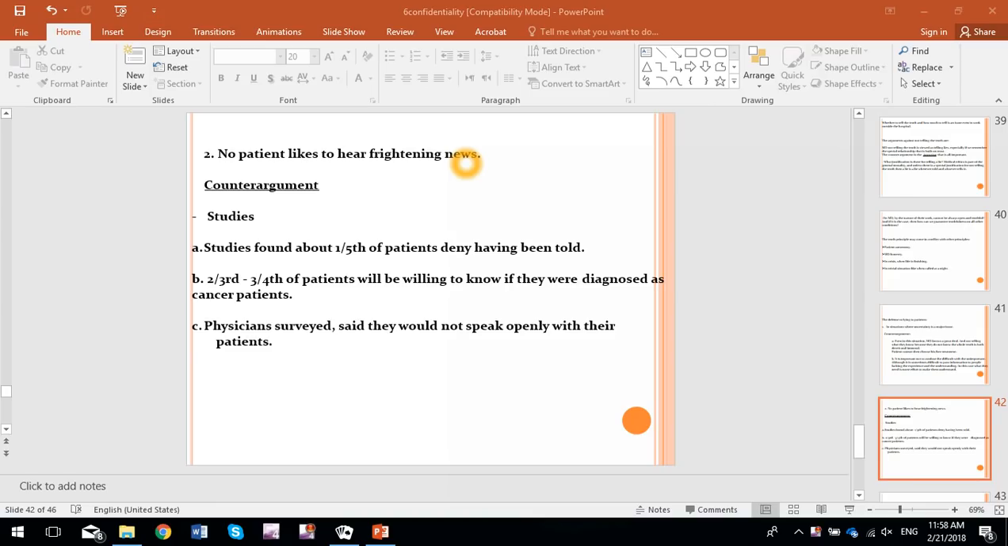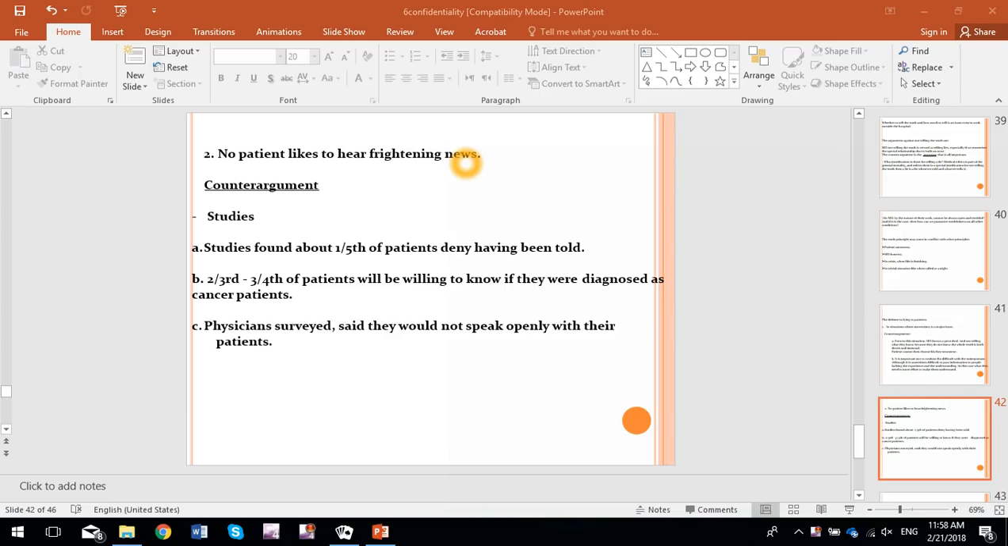A second group of studies showed that two thirds to three quarters, up to 75% of patients, are willing to know if they were diagnosed with cancer. This is the opposite of the claim that no patient likes to hear frightening news. Studies say no: up to 75% of patients were willing to know if they have cancer.